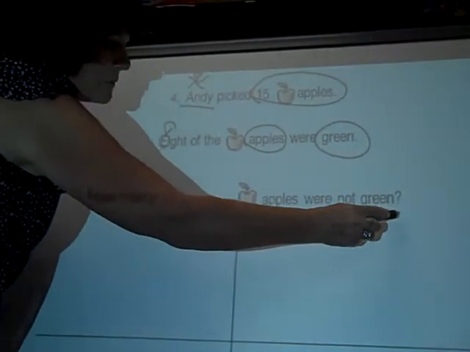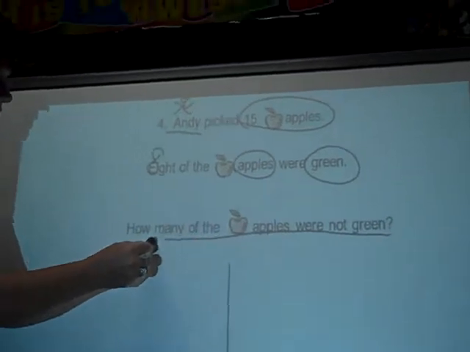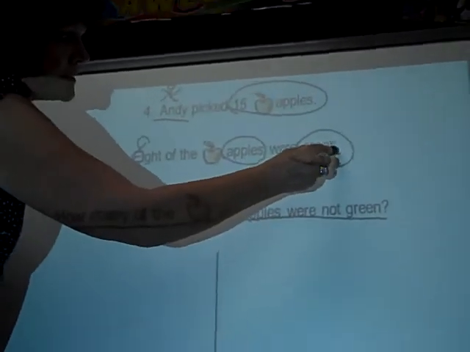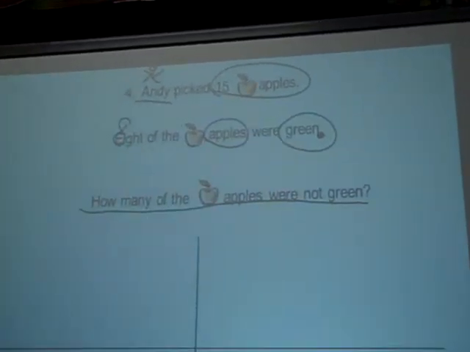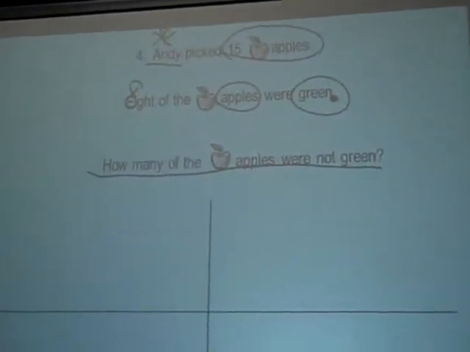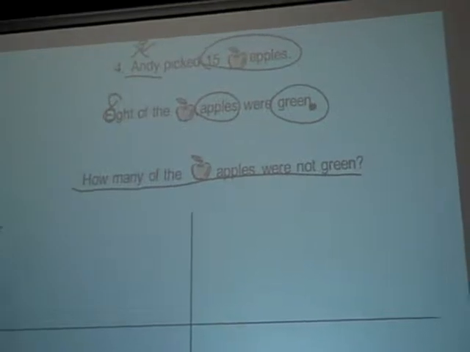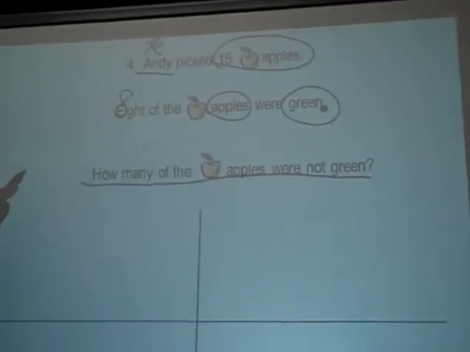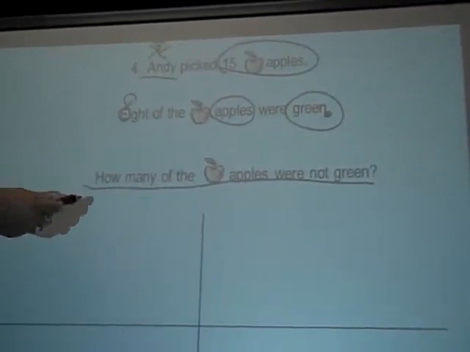We highlight the question, how many, and I tell them to stop at the stop sign. How many of the apples were not green? So we're doing parts of a whole here, and it's called missing part. How many of the apples are not green?